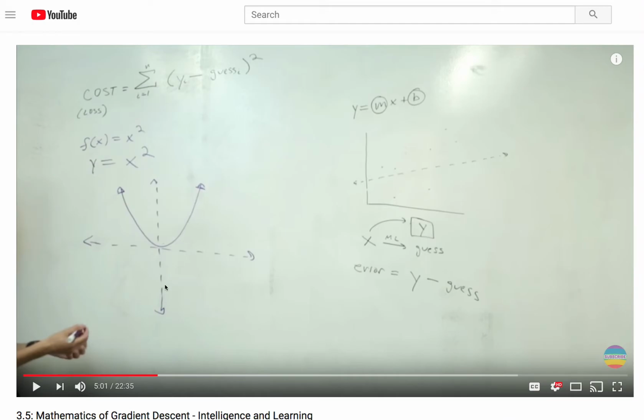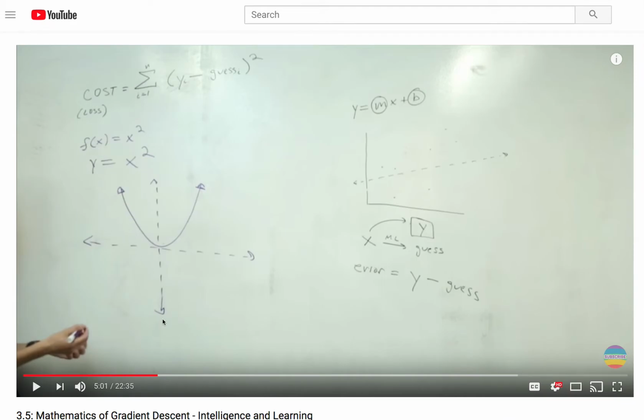Well, positive tells me that I need to move to the left, right? I need to move that way because I want to get down here where slope is 0, where derivative is 0. So what about if my slope is this way? That means my slope is 1, -2, or whatever it is. Essentially, my slope is negative.